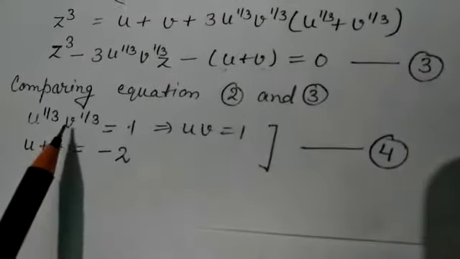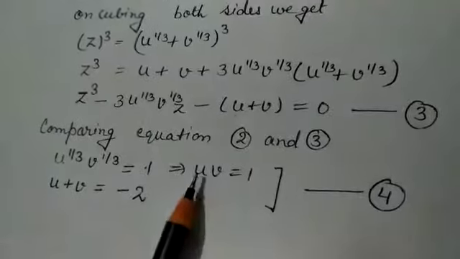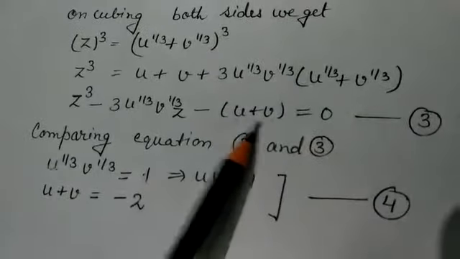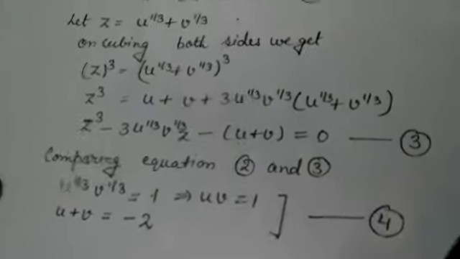Now on comparing equation 2 and 3, we will get u to the power 1 by 3 v to the power 1 by 3 to be 1. And on further cubing, we'll get the value u into v to be 1. u plus v will be equal to minus 2. So let us take it as equation number 4.